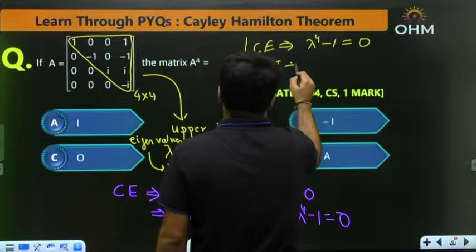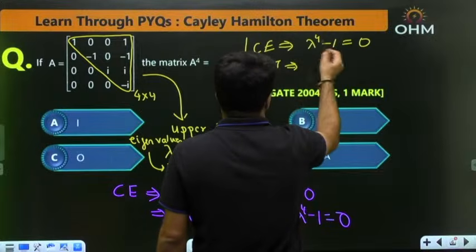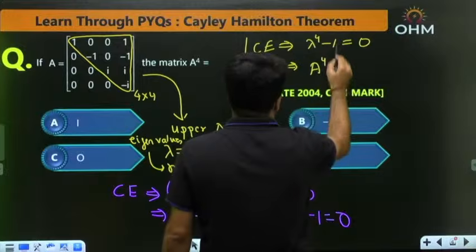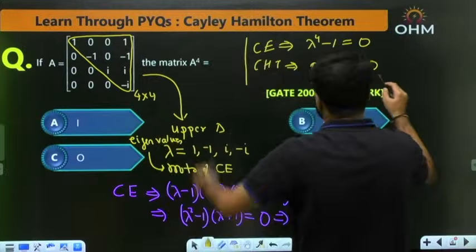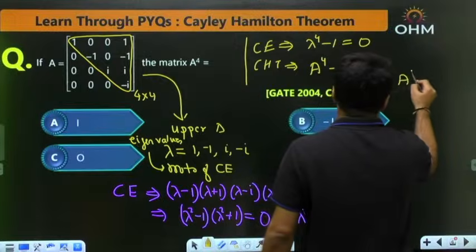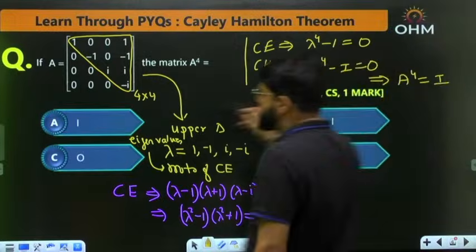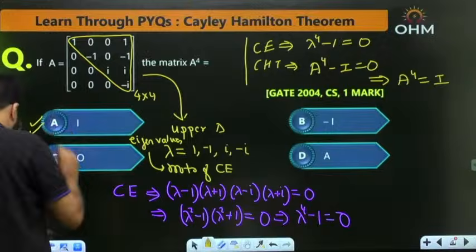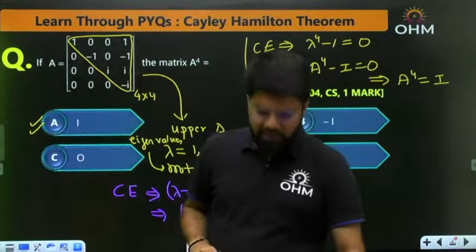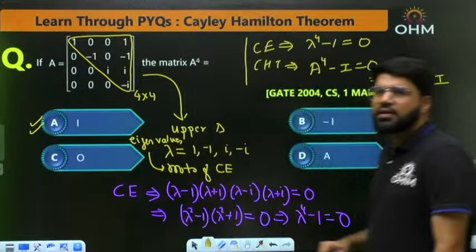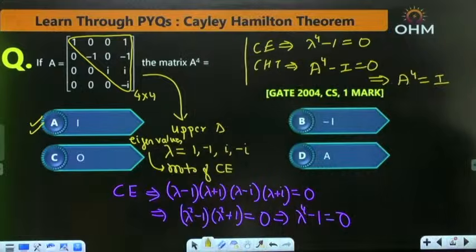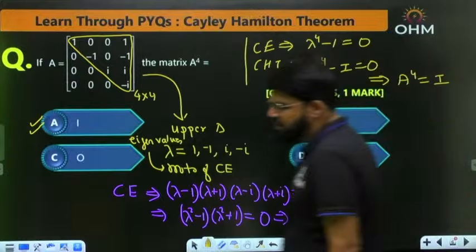Cayley Hamilton theorem: just satisfy the equation in terms of A. So A power 4, and 1 in matrix form you will write as identity. The question is only asking A power 4. So the answer is A power 4 is I. Option number A. A power 4 is just equal to I. Correct answer is A. That's it. Lambda power 4, A power 4 is I. That's it.